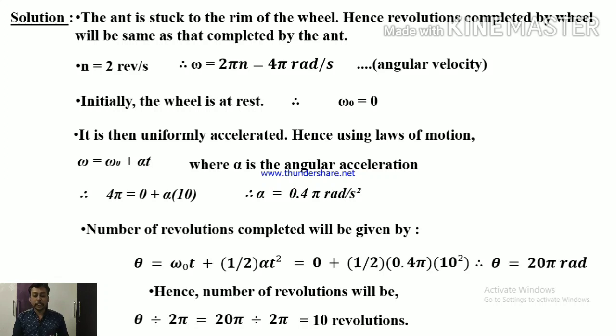Why do we divide theta by 2 pi? Because in one revolution theta is equal to 2 pi. In total, theta is 20 pi. So how many revolutions are there? 20 pi divided by 2 pi, we get 10 revolutions.